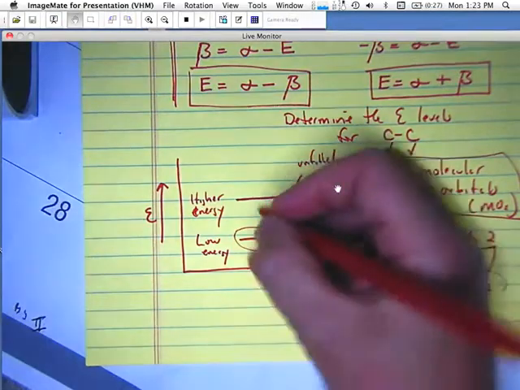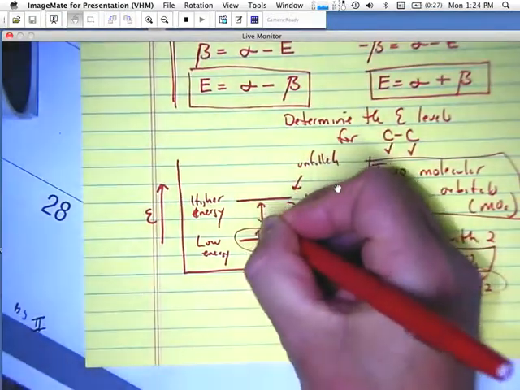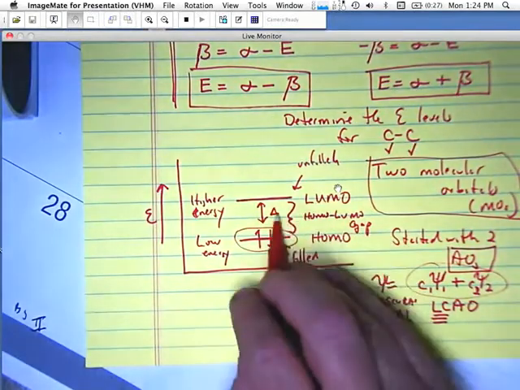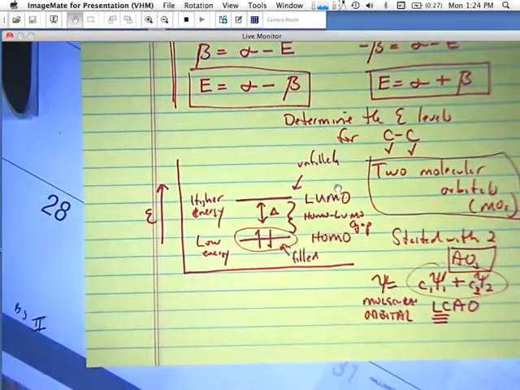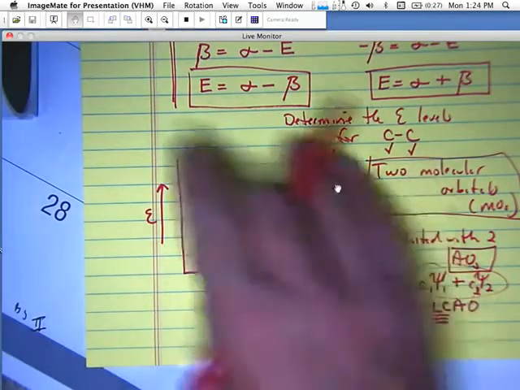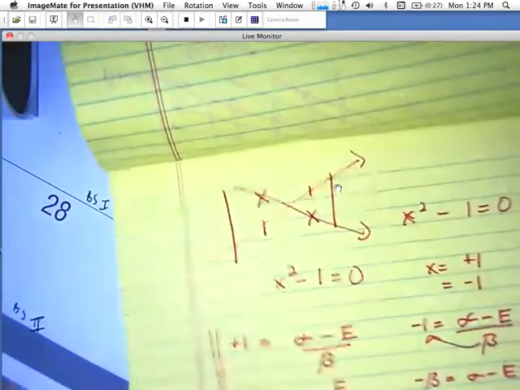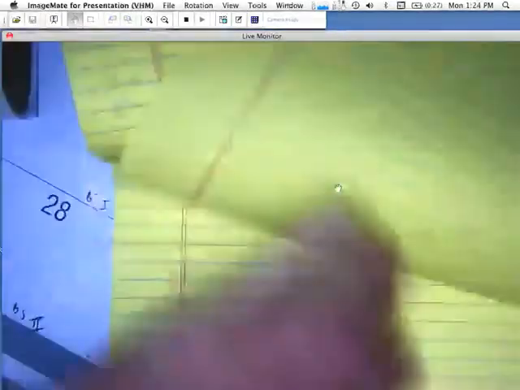And depending on the size of that gap, that's a delta there, the size of that gap tells us a whole bunch of things about the behavior of the molecule. So this is sort of what we're trying to get at, but what we need to do is, let me switch papers here.